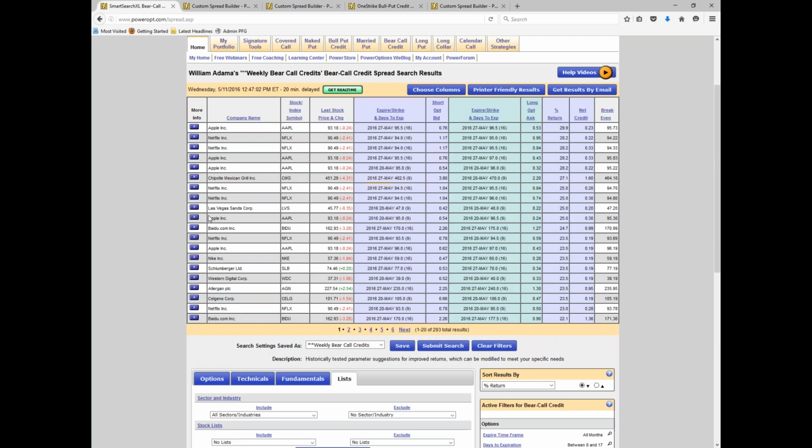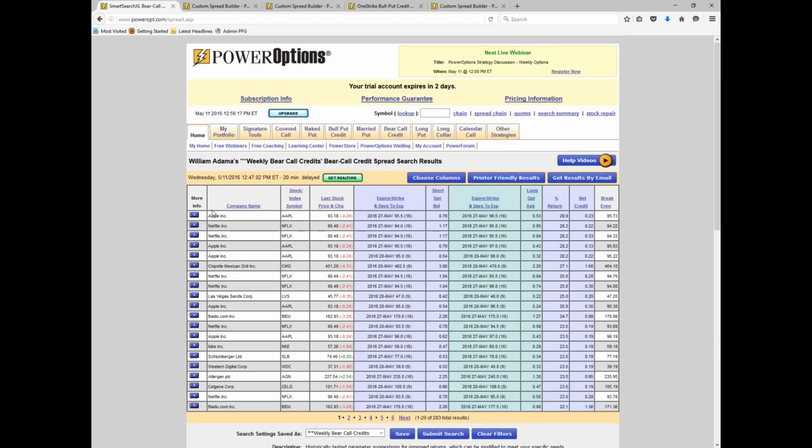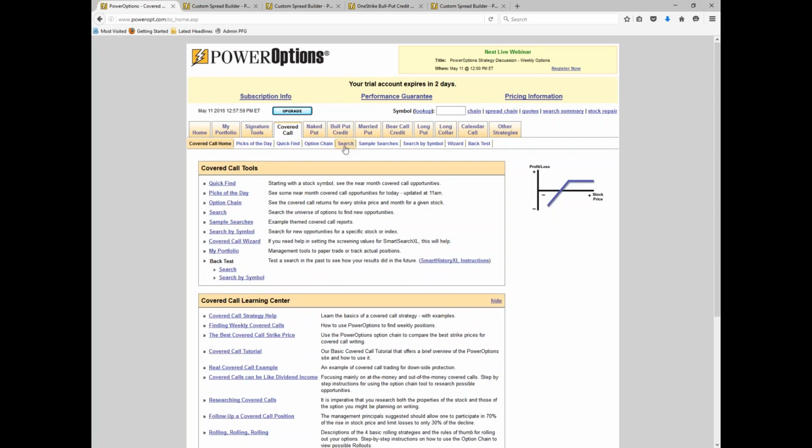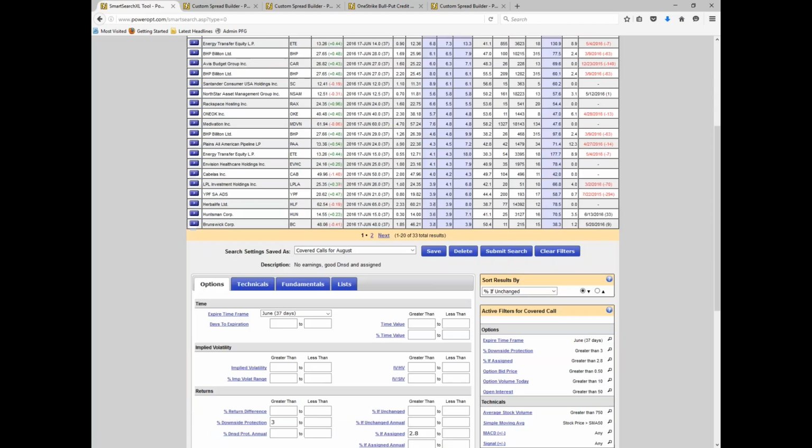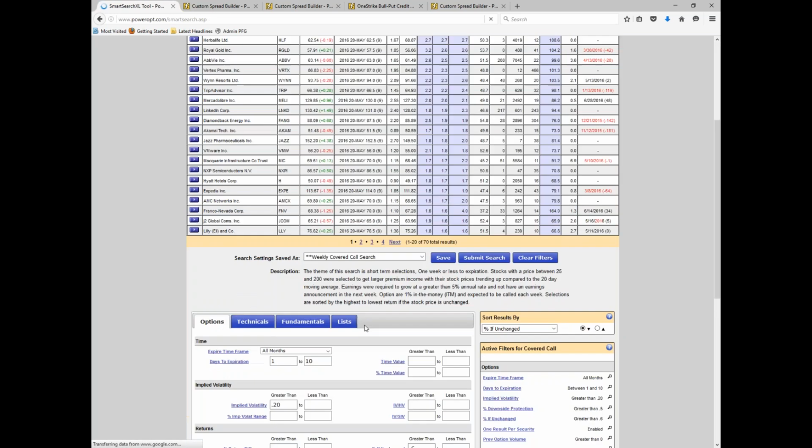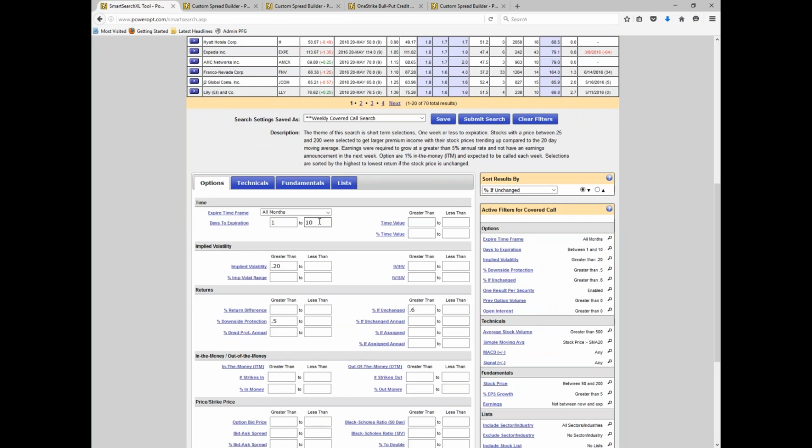All right. Now, I want to address very quickly some of our other strategies. Those of you doing covered calls and naked puts, let's just talk about that basically. If I go into covered call again as we did with bull puts and I go to search, as before, you can go to the weekly covered call search. This default criteria is a little different. We're going 1 to 10 days out. Okay, we're going shorter term selections, different stock ranges, but you can customize that as well.